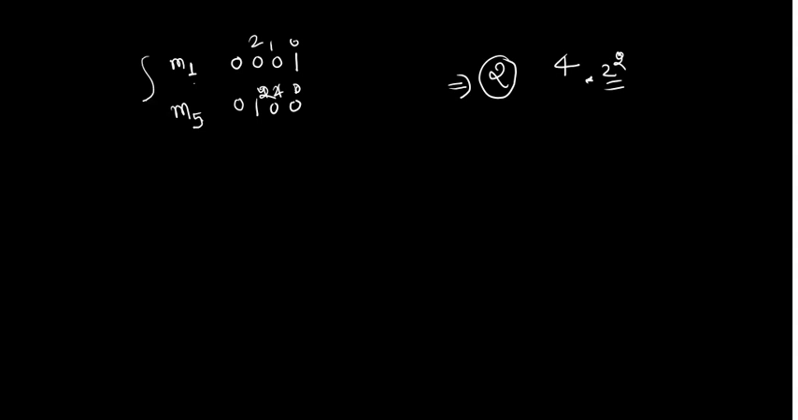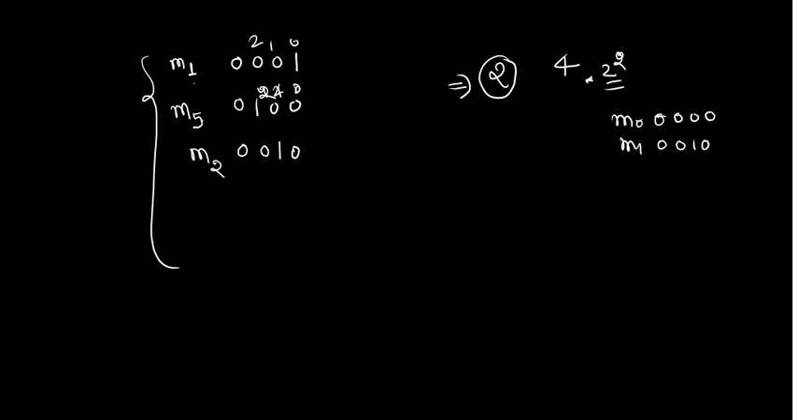You can see any 2 min terms which have 1 bit change. Take M1 and M2. M1 is 0, 0, 0, 1. M2 is 0, 0, 1, 0. Correct? So M2 minus M1 is 2 minus 1 is 1, 2 to the power 0. Correct?